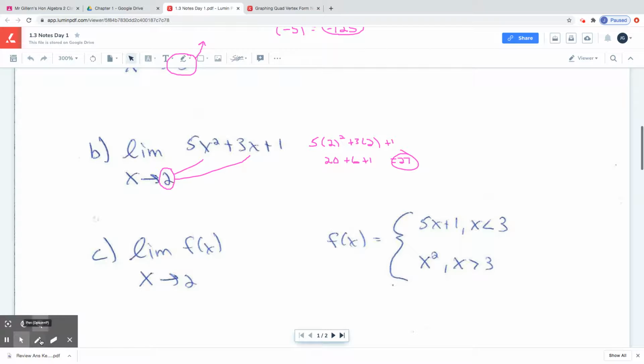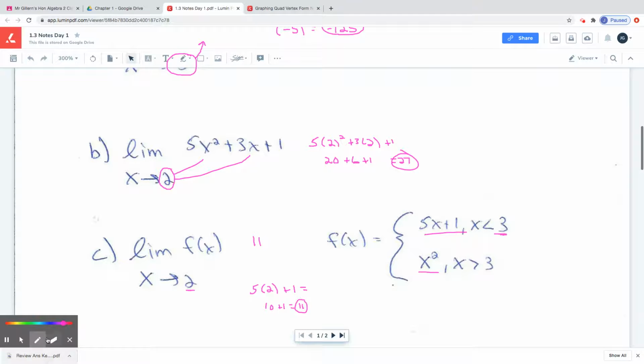Third example. Limit of f of x. What is f of x? It's this piecewise, or multi-rule, function as x approaches 2. I have two options. What equation do I plug in, 5x plus 1 or x squared? Well, 2 is less than 3, isn't it? So I'm going to plug it into the top one. 5 times 2 plus 1, 10 plus 1 equals 11. So the limit as x approaches 2 of this function is 11.